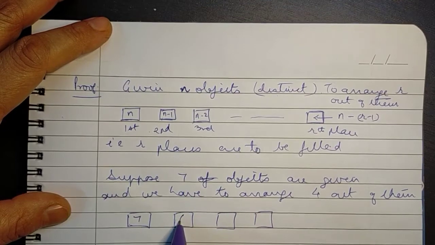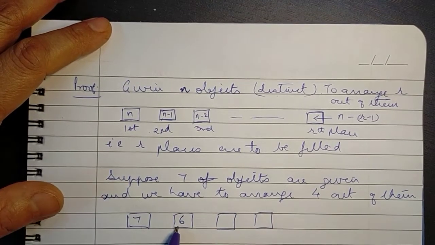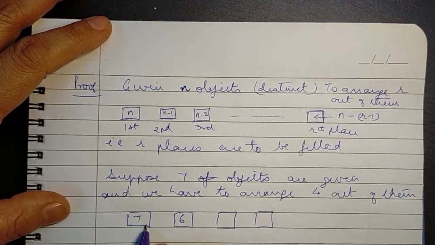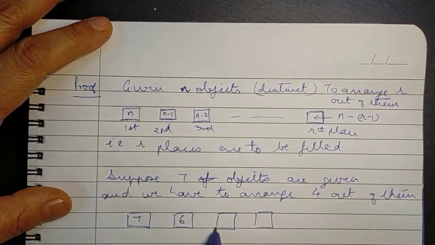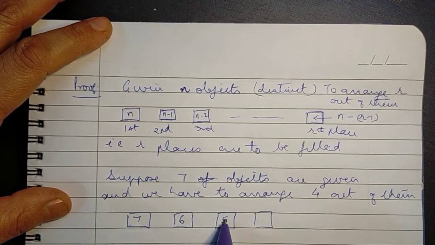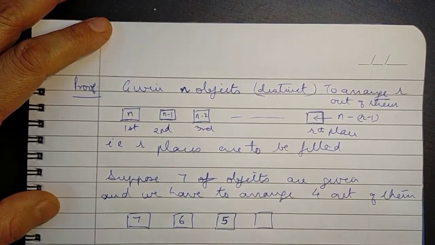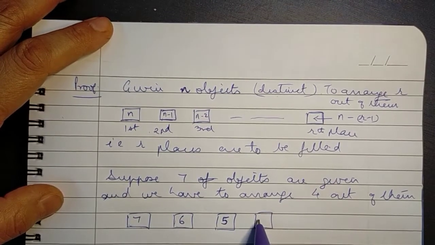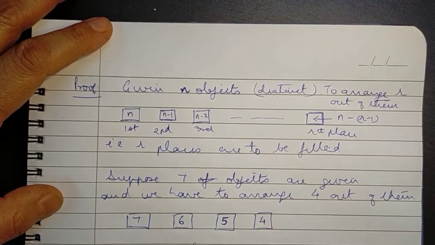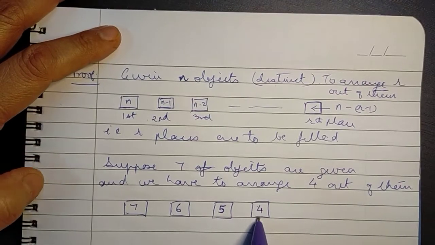The second place has 6 options. 2 places have been filled up now and 2 options are gone. The options available to fill up the third place are 5. So now 3 options are gone and the options available to fill up the fourth would be 4. Okay, now what is this equal to?